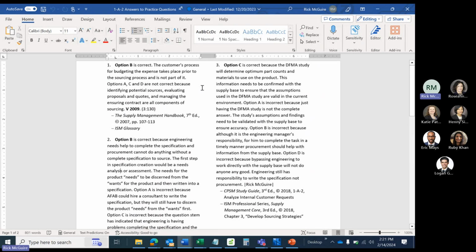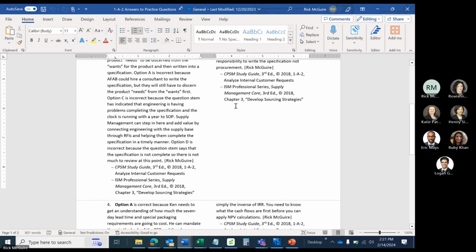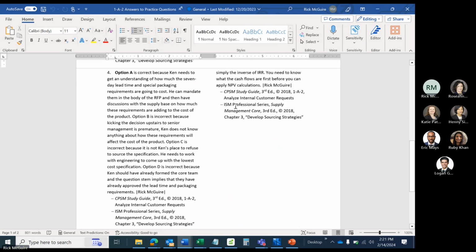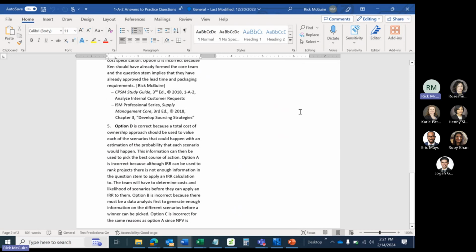3 is Charlie, because the DFMA study will determine optimum part counts and materials to use on the product. 4 is Alpha, because Ken needs to get an understanding of how much the seven-day lead time and special package requirements are going to cost. You can mandate them in the body of the RFP and then have discussions with the supply base on how much these requirements are. And 5 is Delta. Total cost of ownership approach should be used to value each of the scenarios that could happen with an estimation of the probability that each scenario would happen.